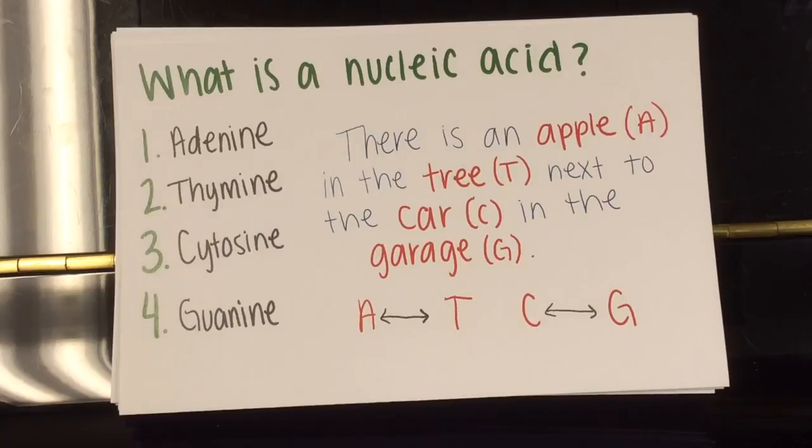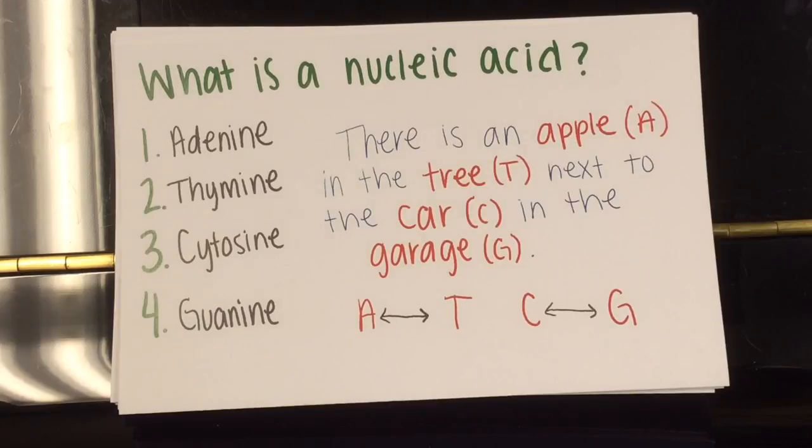A nifty way I use to remember which nucleic acids pair with each other is with the saying, "There's an apple, adenine, in the tree, thymine, next to the car, cytosine, in the garage, guanine." This can be helpful when checking to see if all the nucleic acids are paired correctly.